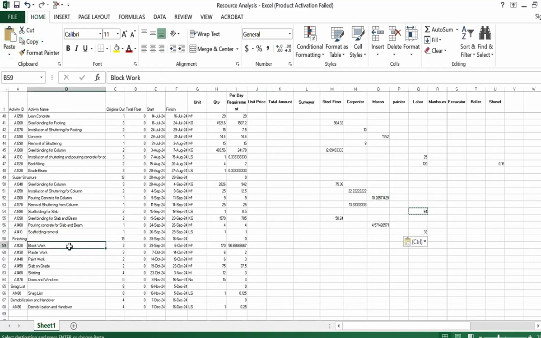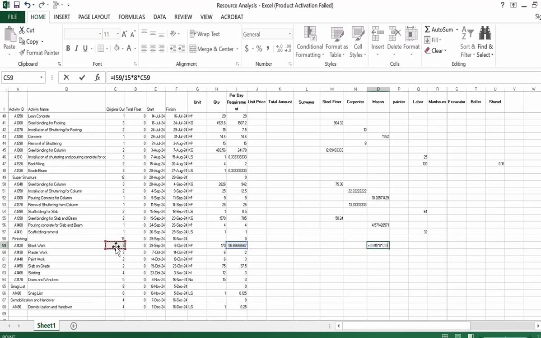Next we have block work. We need a mason for this. One mason, suppose, will do 15 square meter of block in 1 hour. In 1 day we will multiply it by 8, then multiply by total duration. It will give us accurate man hours. 90 man hours are required to complete this activity in 3 days.